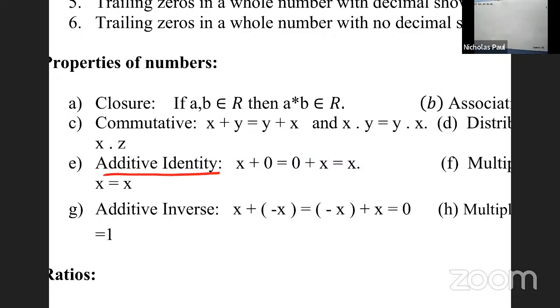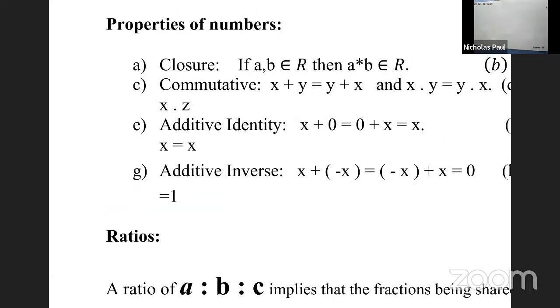In one of the years, they even asked what the additive identity is. That's why I added this back into the notes so you will have it. What does additive identity mean? If I give you 1, what do you add to 1 to get back 1? 0. So that 0 is called your additive identity.